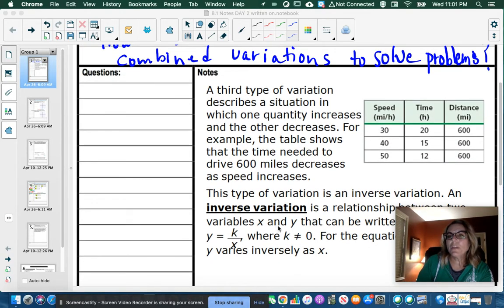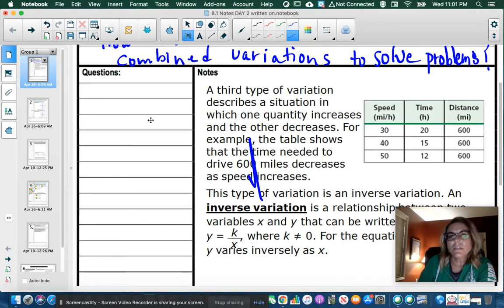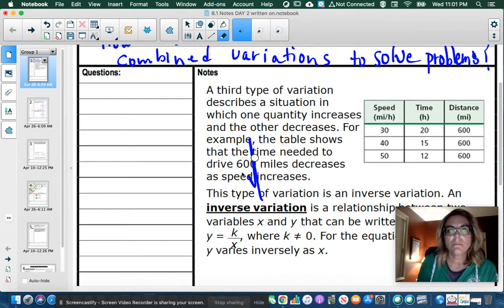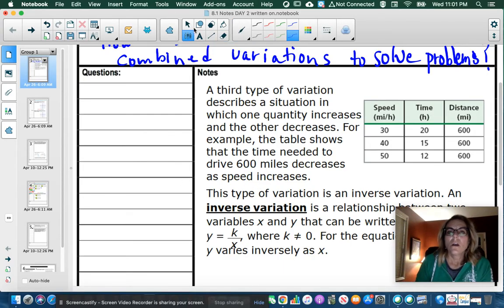A third type of variation describes a situation in which one quantity increases and the other decreases, thus an inverse relationship. One's up, the other one's down. Direct, they're both up or they're both down. For example, the table on the right shows that the time needed to drive 600 miles decreases as speed increases.